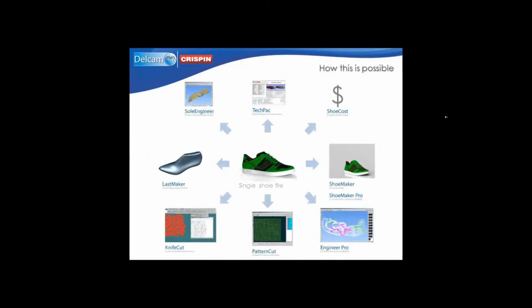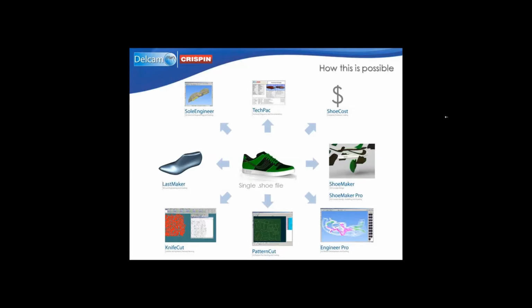Now, all of this can be achieved without the need to continually import and export individual files, which takes time and can result in data loss. Instead, all Delcam CRISPIN software uses a single .shoe file, which contains all the information you need about every element of your shoe. Each piece of our software automatically extracts the data it needs from the .shoe file, so you don't need to worry about which file to open at each stage of the process.